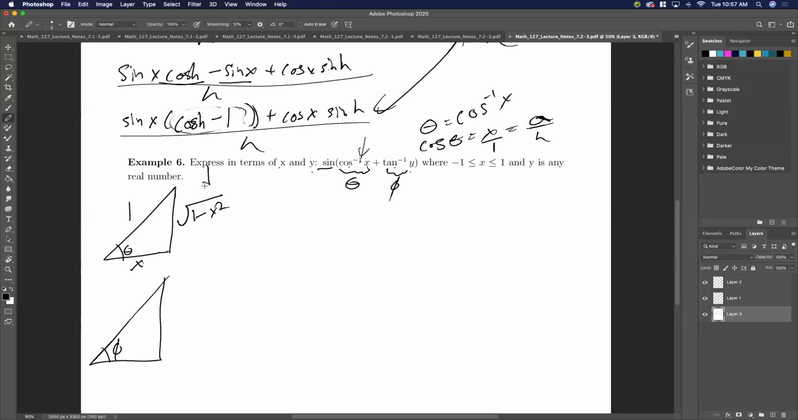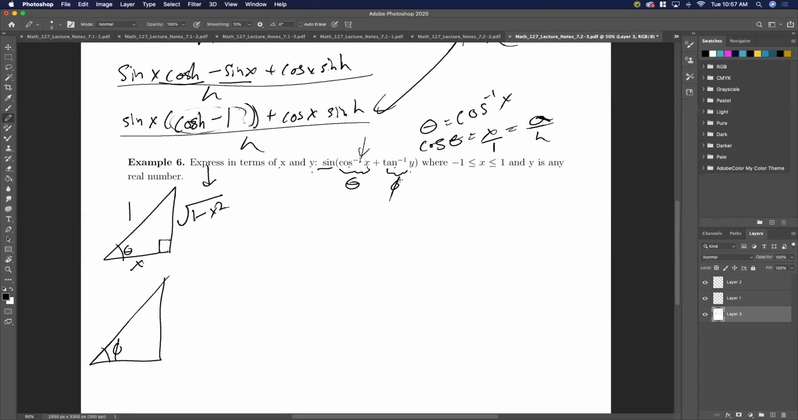Does everyone see where I get this? This is a right triangle. If I had 1 as the hypotenuse and x as this side, then my other side becomes this. Everyone understand that? Yes, no, maybe? Kind of. Let's do it again.